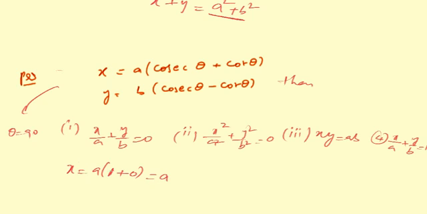And then what happens, friends? What happens to y? In the same way, y is equal to b into cosecant, which is 1, minus cot, which is 0. So y is equal to b, friends. So we got x is equal to a and y is equal to b.